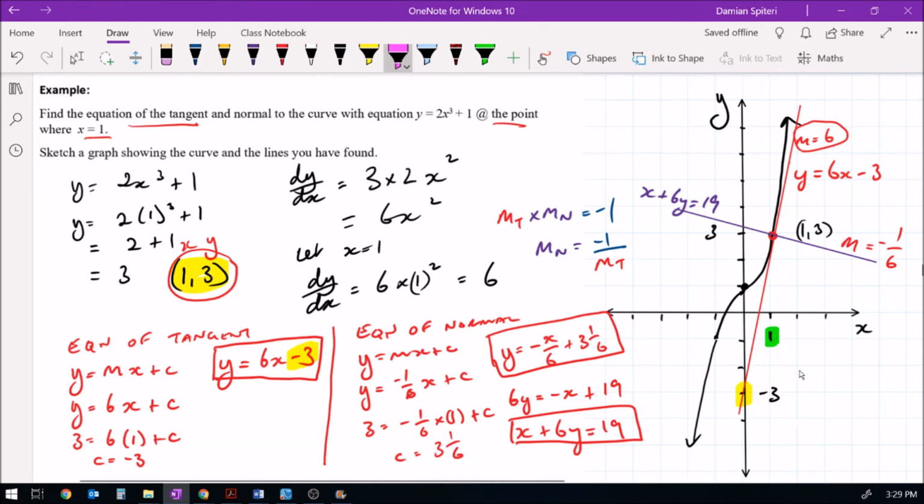And for our equation of the normal, we can see that we cross at 3 and 1 on 6. So that's approximately 3 and 1 on 6. I'm pretty happy just to leave my line where it is there. Okay, so there we have it, and we may want to write in that value, 3 and 1 on 6. But there we have our sketch. There we have our equation of the tangent, and over here we have our equation of the normal in two different formats.